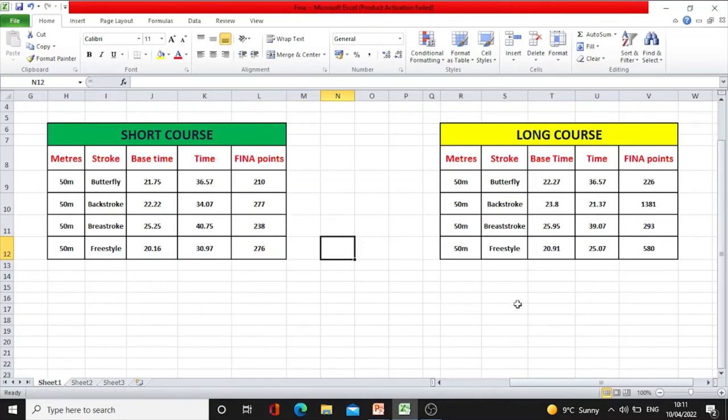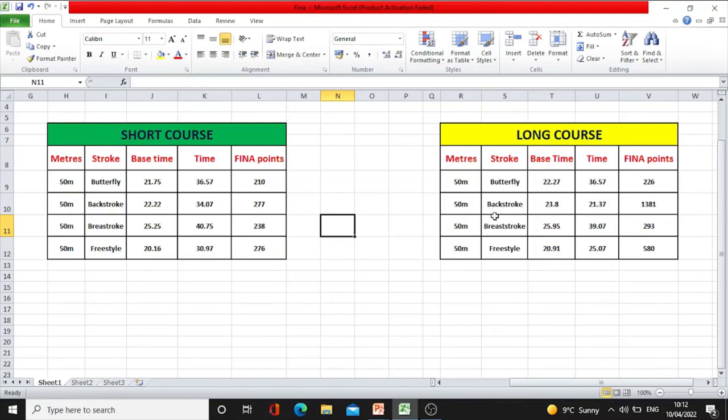Now let's move on to the long course pool table. As you can see, the person has got the same time as in the short course pool, 36.57 in a long course pool, like in the short course pool. Let's see if he earned more or less FINA points. As you can see, the person has earned more FINA points as his time is closer to the base time, and in a short course pool, his time is further away from the base time. So this is the reason why he has earned more FINA points.